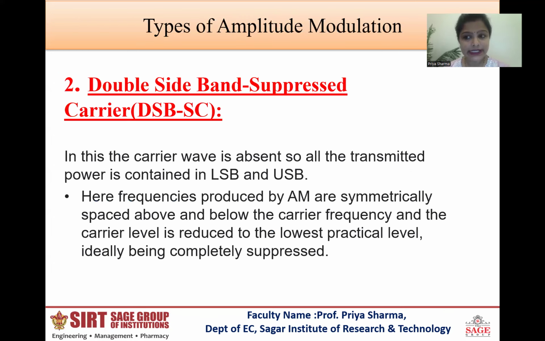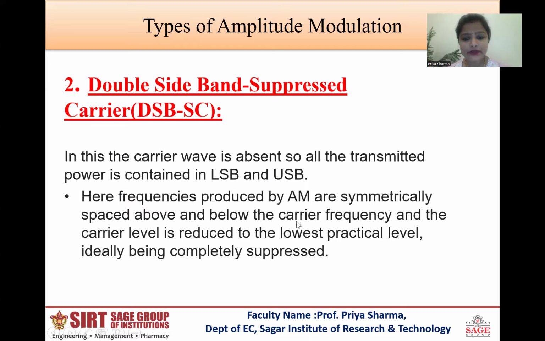Now coming to the second type of amplitude modulation, which is double sideband with suppressed carrier. As I have already told you, the carrier does not carry any information. So transmitting it in the frequency spectrum is a limitation. If we suppress the carrier, no information is lost. So here, the carrier wave is absent. All the transmitted power is contained in the lower sideband and the upper sideband only. So only two sidebands are transmitted.